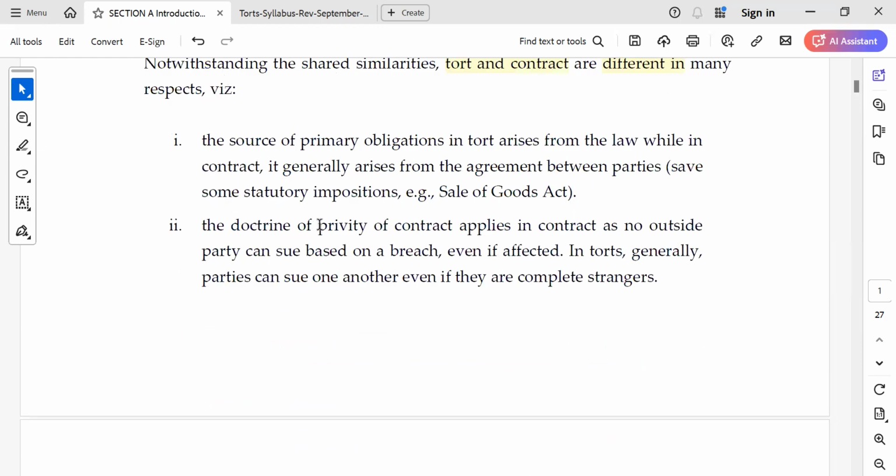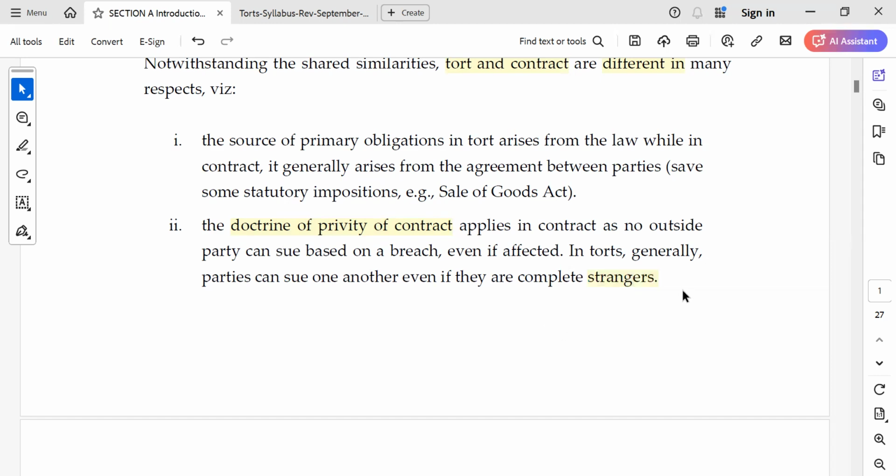There is a concept of doctrine of privity of contract, which prevents people who are strangers to the contract from filing a suit against the parties in the contract. So that is the basic concept. That is another difference between tort and contract. In contract, a third party cannot sue, but a third party is a stranger. So that part of stranger is the difference you can say.